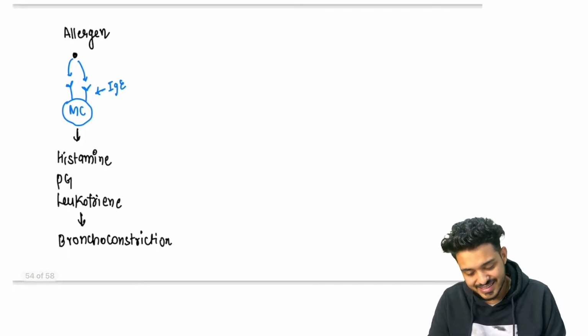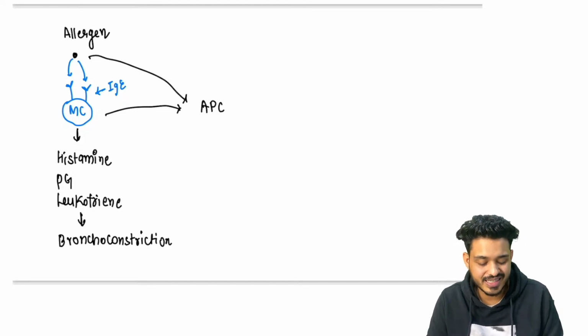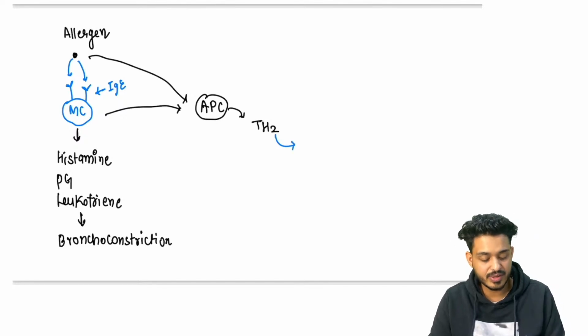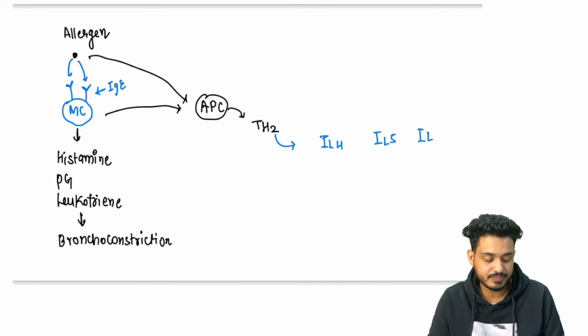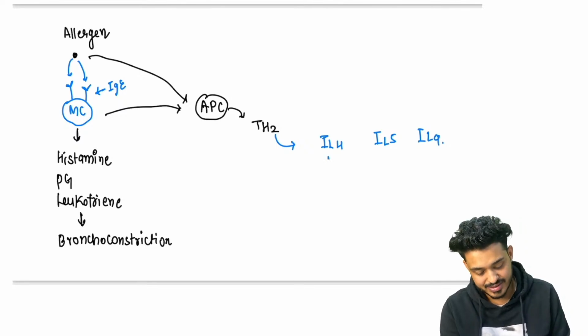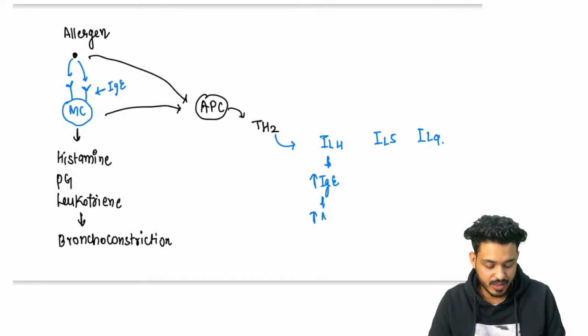Now apart from this, this allergen is also going to stimulate the antigen presenting cells, and these antigen presenting cells are going to activate your T helper 2 cells. Now these T helper 2 cells are going to activate interleukin 4, interleukin 5, and, oh sorry, not 6, interleukin 9, right? Now these interleukins are going to increase your IgE, and these IgE are going to increase your mast cells, and mast cells are going to increase your histamine. So it is a vicious cycle, you will be having more histamine.